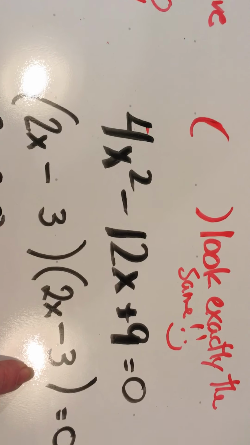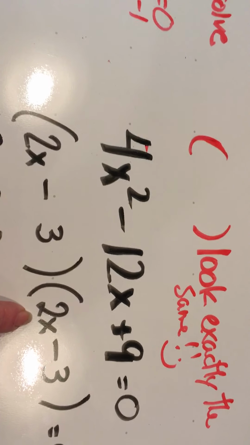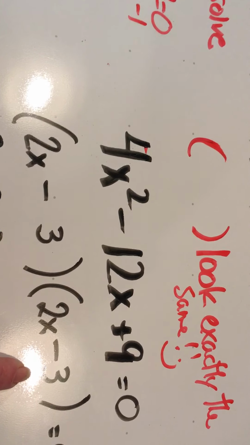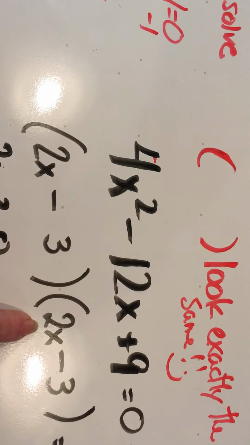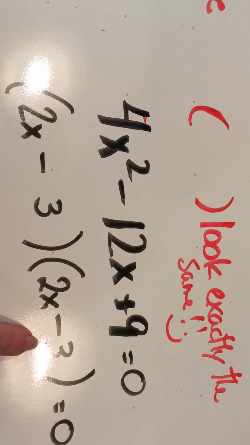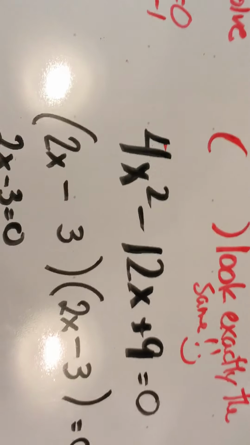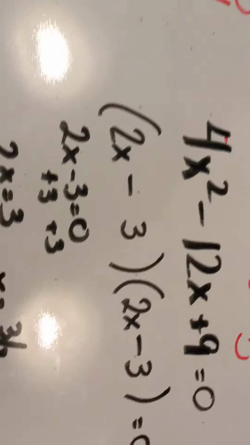Always check by FOIL to make sure you factored correctly. 2x times 2x, 4x squared. 2x times negative 3, negative 6x. Negative 3 times 2x, negative 6x. That gets me my negative 12x I'm looking for. Negative 3 times negative 3 gives me my positive 9. This is called a double root. If you were going to graph it, it's going to only have one x-intercept.